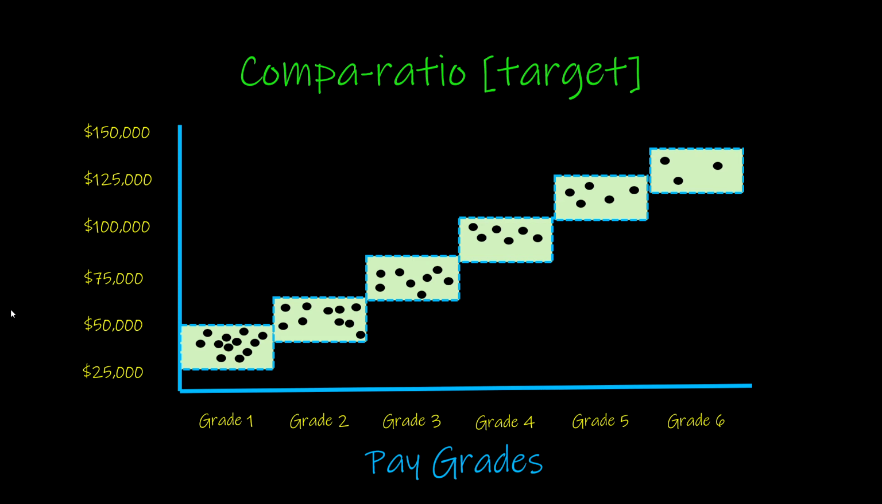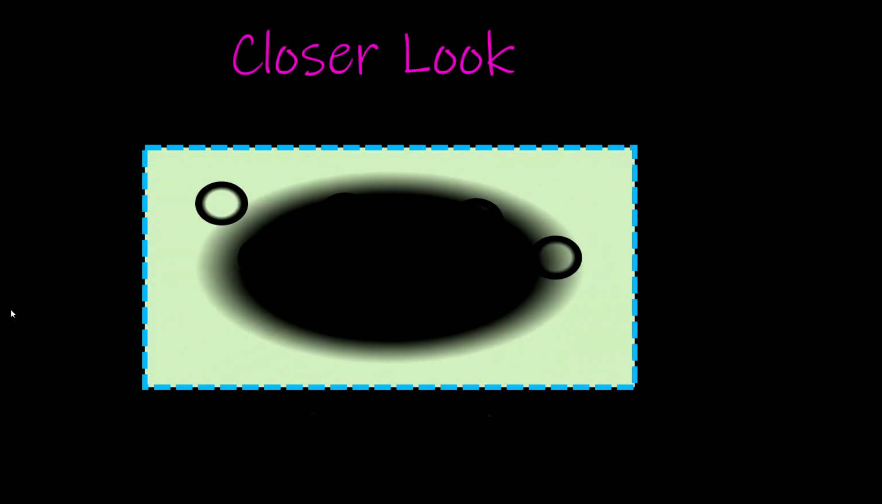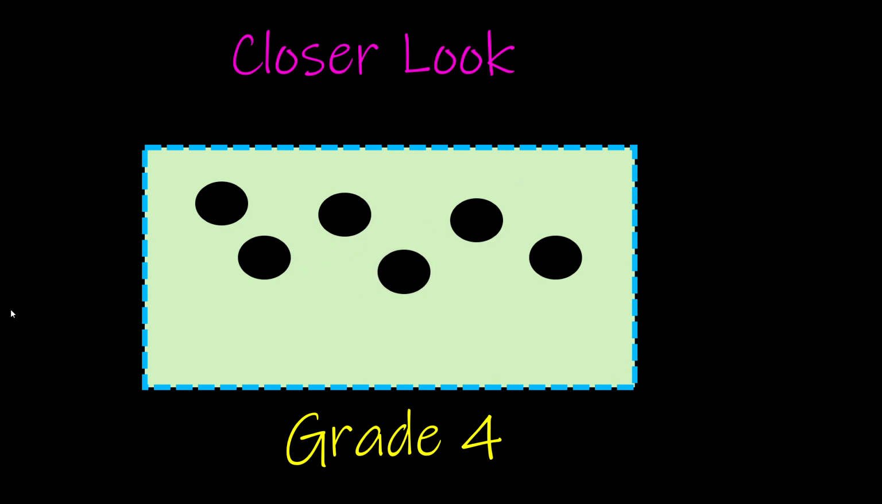As we look to develop a compa ratio here, we're going to take a closer look, and we're going to zoom in on grade 4. At the top end of grade 4, there is a maximum salary of $100,000, and at the bottom end of grade 4, there is a minimum salary of $80,000. Within grade 4, we have 6 different employees, and we can see their salaries are mapped out here, and their salaries range from $90,000 to $95,000.